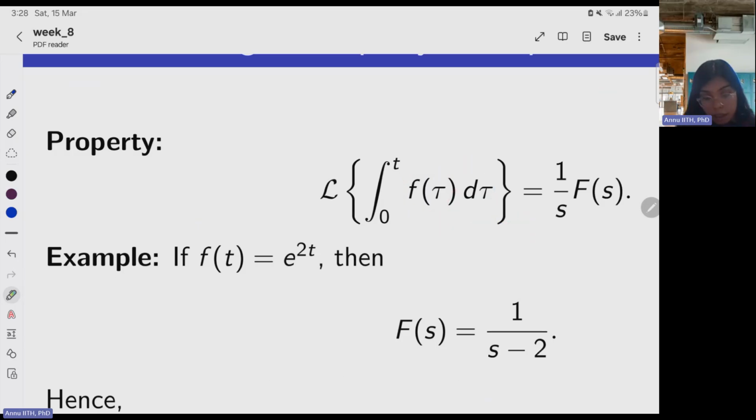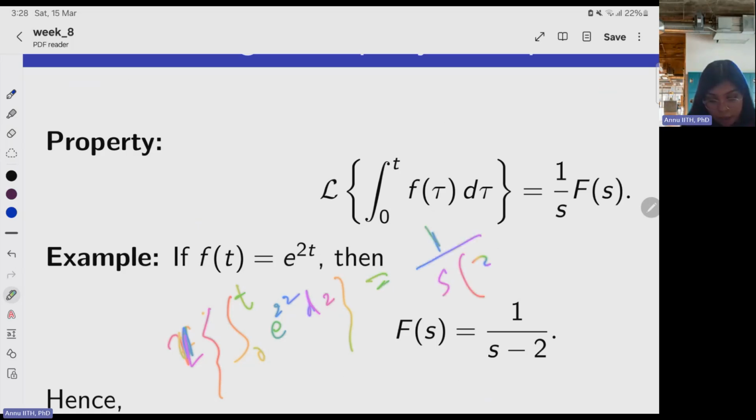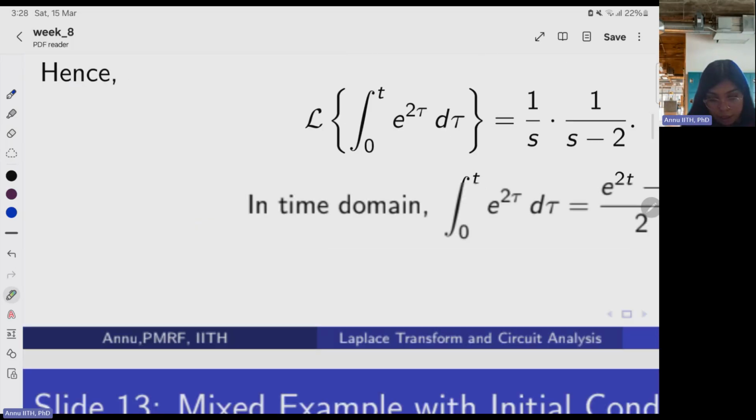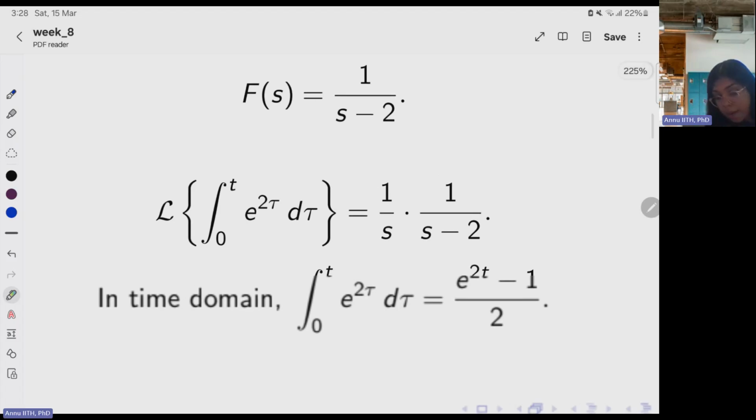Now, what is the problem here? Integration from 0 to t, remember, it's 0 to t, of e to the 2 tau d tau. The Laplace transform of it is just 1 by s into (s minus 2). Let us check. Yes.